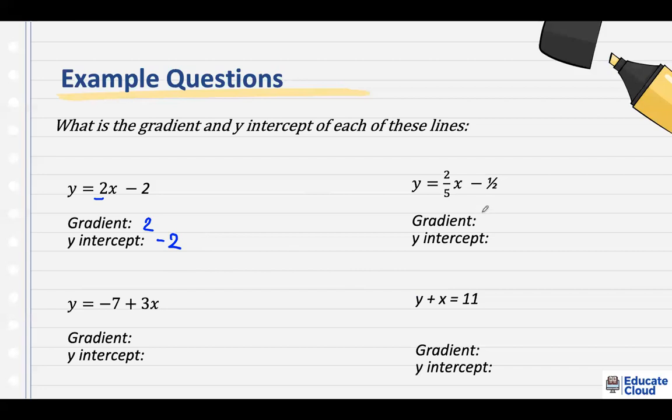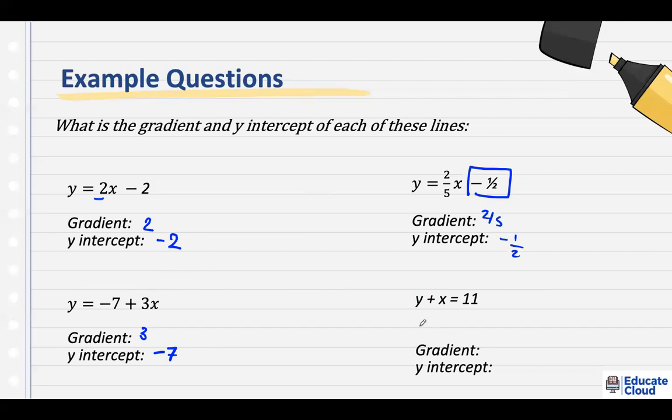All right, on this one on the right, the gradient is just 2/5. The y-intercept is not just a half, it's -1/2. It crosses at -1/2. So be careful of the signs. Here, the gradient, don't be fooled. Here, the gradient is 3 because 3 is the coefficient of x, and the y-intercept is -7.